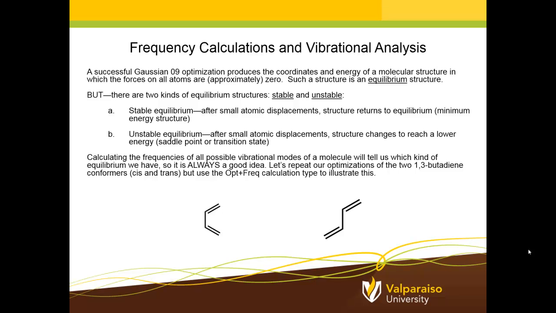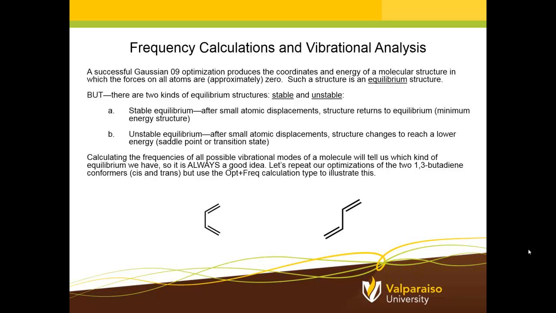But it's important to remember that there are two kinds of equilibrium structures, stable and unstable. The simple difference is this. For a stable equilibrium structure, if we displace the atoms a little bit, they go back toward their equilibrium positions so that the structure returns to its equilibrium arrangement. And this is referred to as a minimum energy structure. Imagine a marble sitting at the bottom of a bowl. If the marble is pushed in one direction or another, it returns toward the bottom of the bowl.